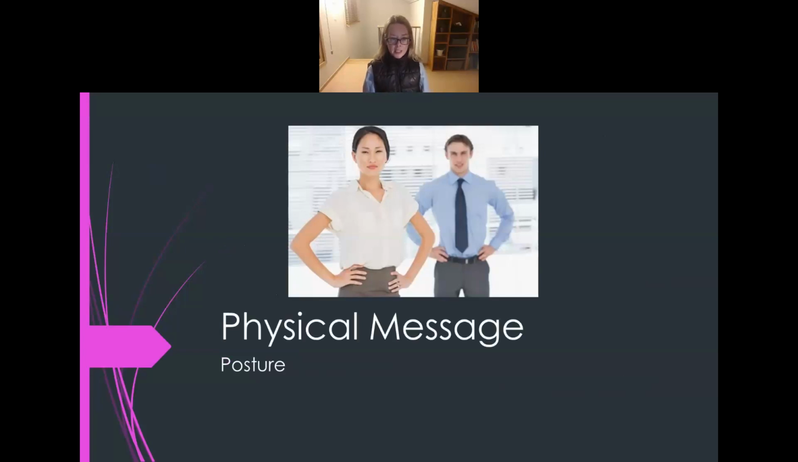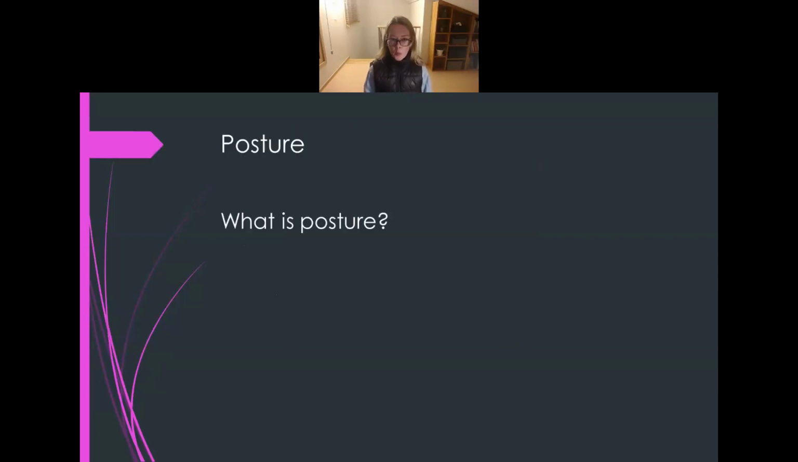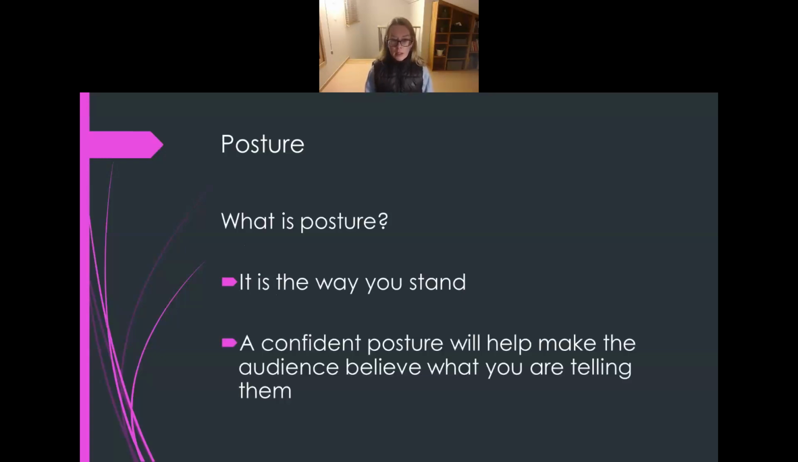Okay, so physical message, posture. See how they're standing, very confident. Okay, so posture, what is posture? The way you stand. A confident posture will help make the audience believe what you are telling them, right? Like if you guys are slouching or something like this, not making any eye contact, then you kind of lose your audience.